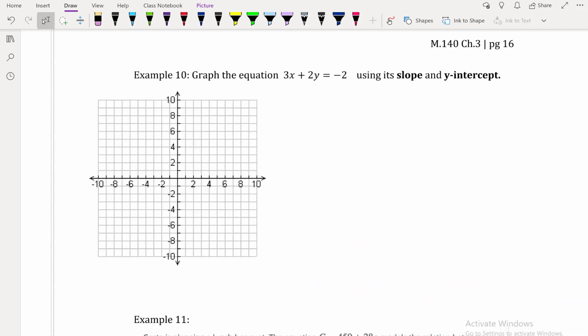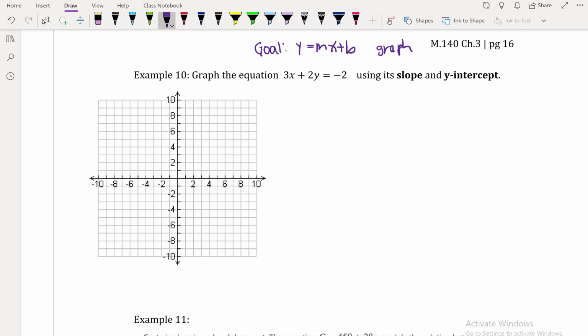For example number 10, what's different about this one is that you don't really have it given to you in that nice y equals mx plus b. So we're going to have to work for it. And the way we're going to work for it is to make sure that we isolate the y variable. So remember, our goal, why are we even doing this problem? Because we want to graph y equals mx plus b. Because that's the easiest. It tells us the y-intercept and it tells me the slope.